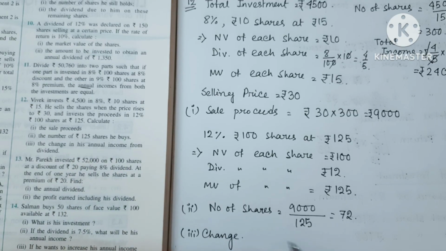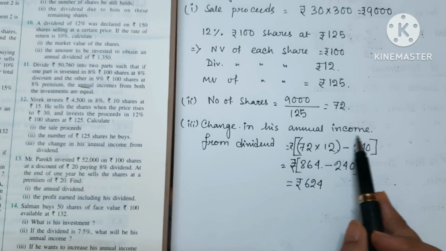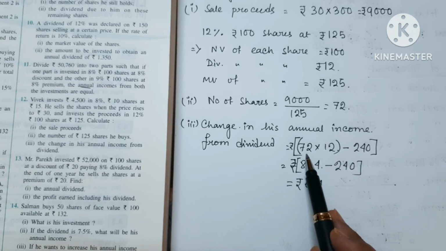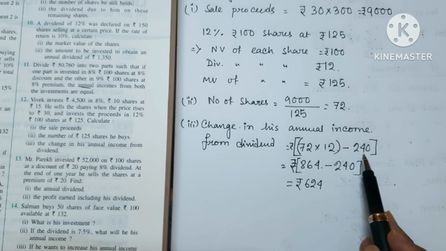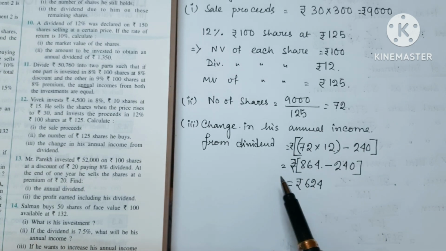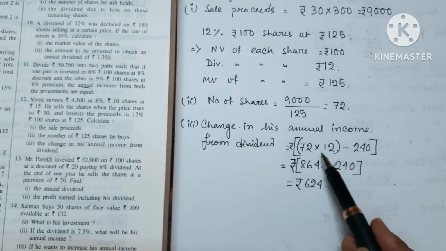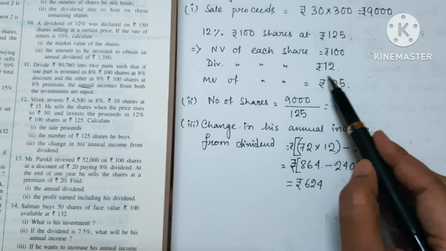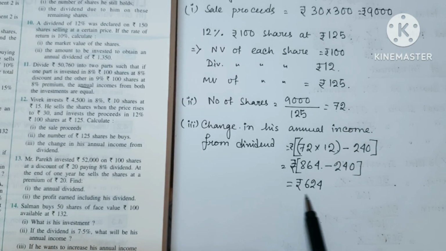So change in his annual income from dividend, that is 72 into 12 minus 240, that is the income from the first investment, and this is the number of shares in the second part of the investment into dividend, that is 12 rupees. Okay. So this will be the answer.